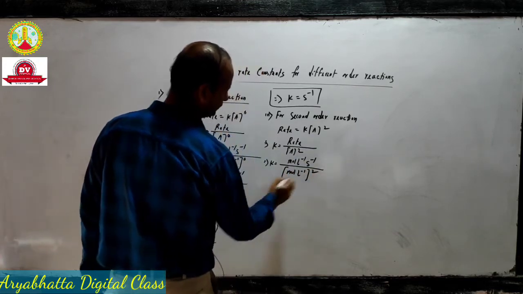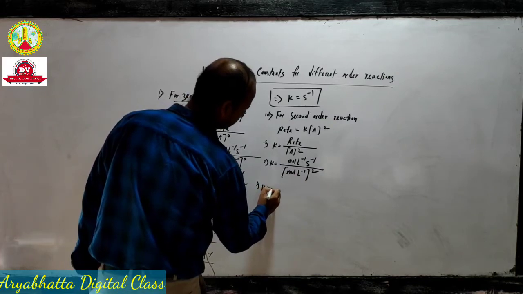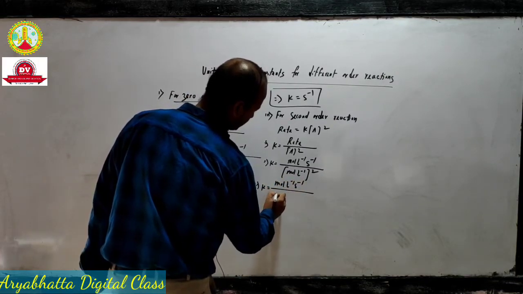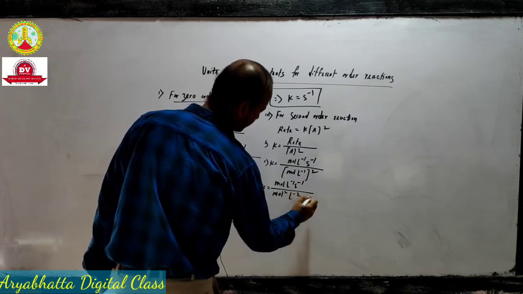To the power 2 square. After solving, you solve this. This will be how much? Mol Lita inverse, second inverse. This will be how much? Mol square Lita to the power minus 2.